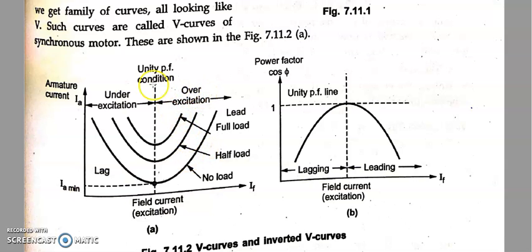So either you over excite or under excite, IA will always be increasing from UPF to the maximum, depending upon the ratings given on the nameplate of the synchronous motor. You have to operate within those limits itself. So over excitation also increases the current, under excitation also increases it. Only when you have the UPF condition will the current be minimum. Depending upon the power factor requirement, I can over excite or under excite.